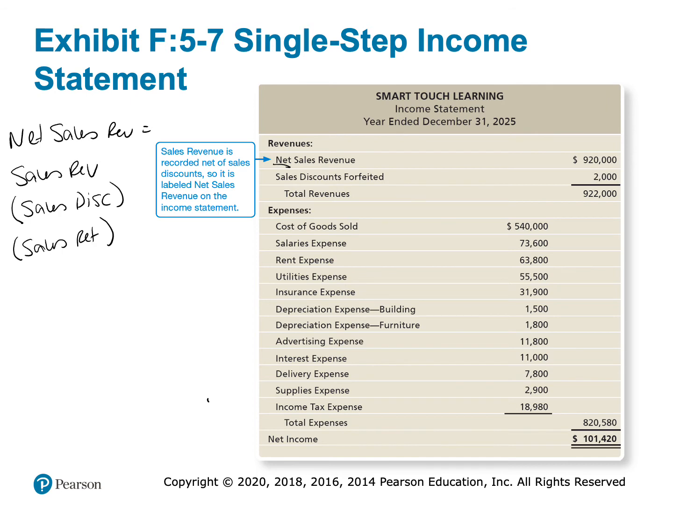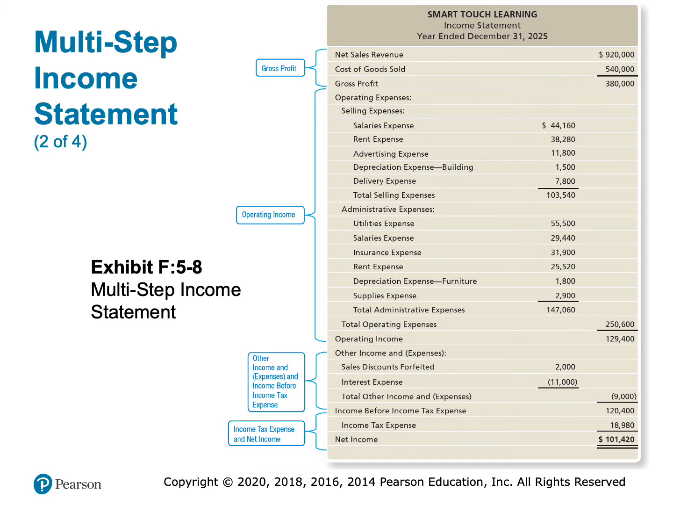We also recorded, we didn't really go over this, and that's okay. I'm not going to expect you to do it, but I just want you to know that we recorded that estimate of sales returns. We took those out of sales revenue. So this net sales revenue is the discounted, the net amount. So we had net sales revenue plus the sales discounts forfeited. And that gives us, we've already looked at some of these, but I want to point it out again.